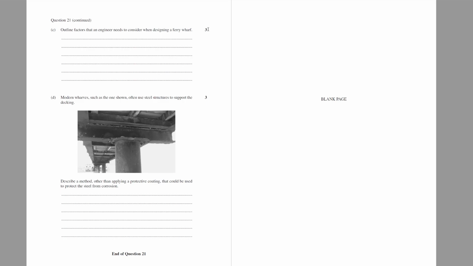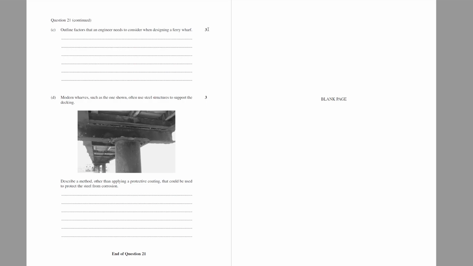So, outline factors that an engineer needs to consider when designing a ferry wharf. I think that you can always go with safety, functionality, and usefulness, right? They're the 3 things that I would look at. Whenever you see one of these questions, safety, functionality, and usefulness is probably a good starting point. Okay, same applies if you're doing the question about the telecommunications tower.